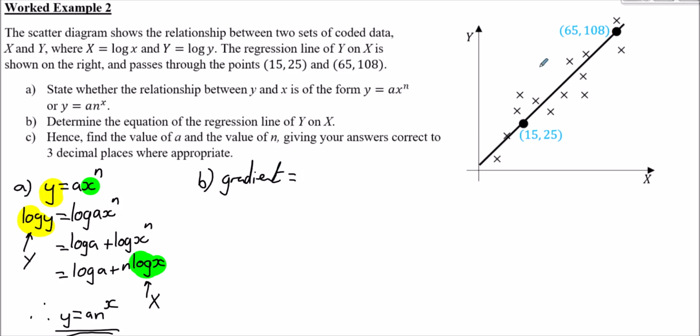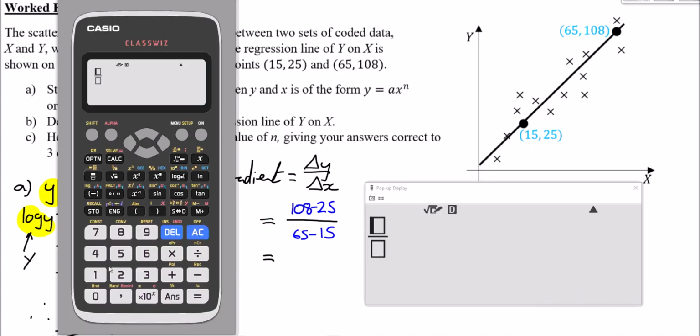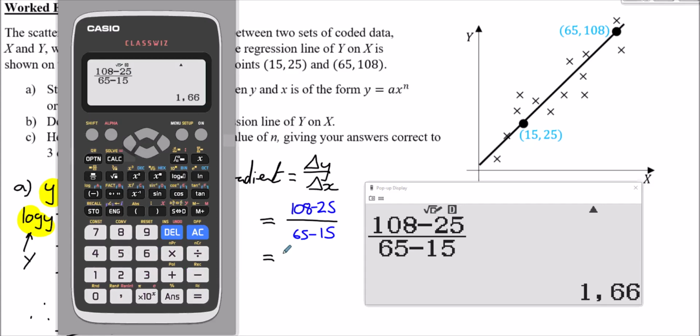we just do the change in y between these 2 points, divide by the change in x between these same 2 points. So the change in y is 108 minus 25, and the change in x is 65 minus 15. So if we just compute this to see what we get, we've got 108 minus 25 on the top of the fraction, and we're dividing that by 65 minus 15 on the denominator, and that's going to give us a value of 1.66.